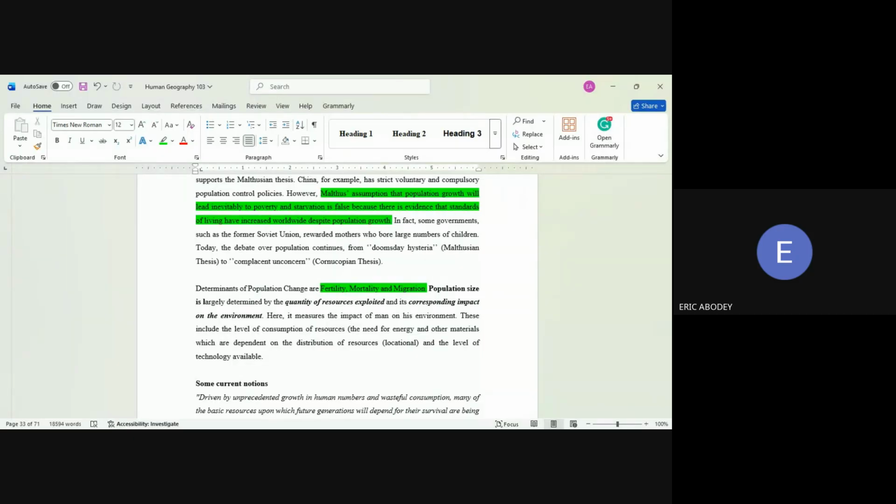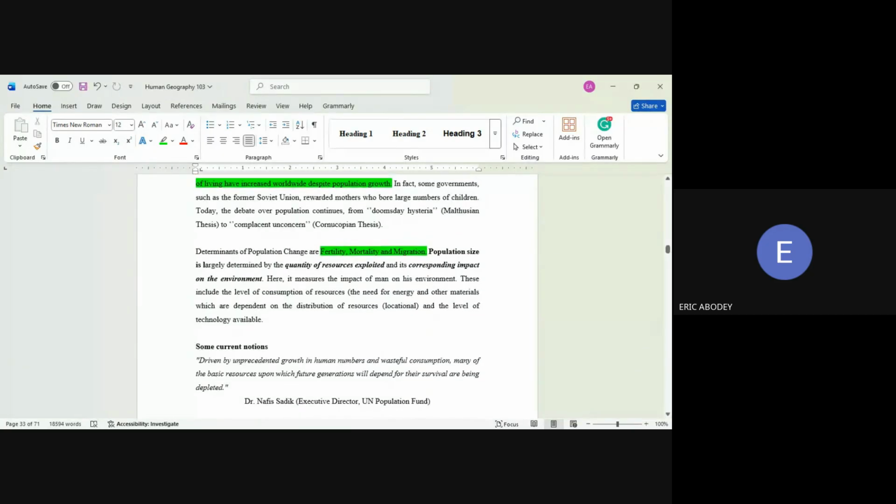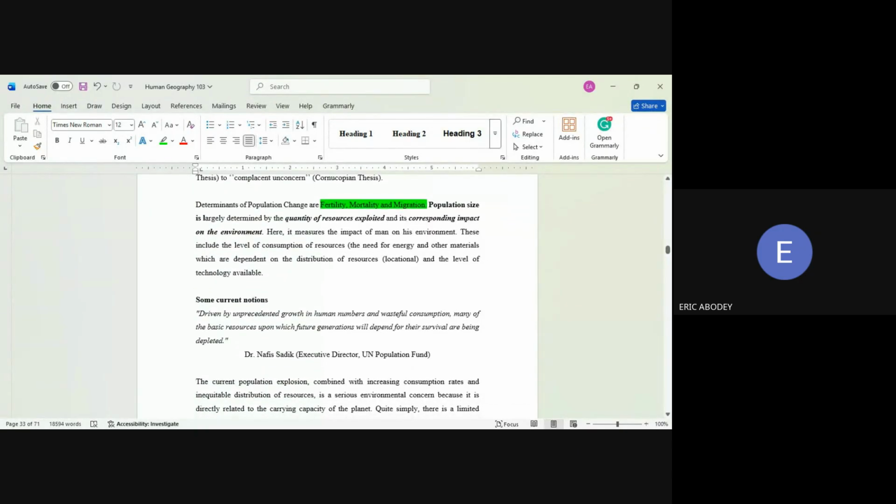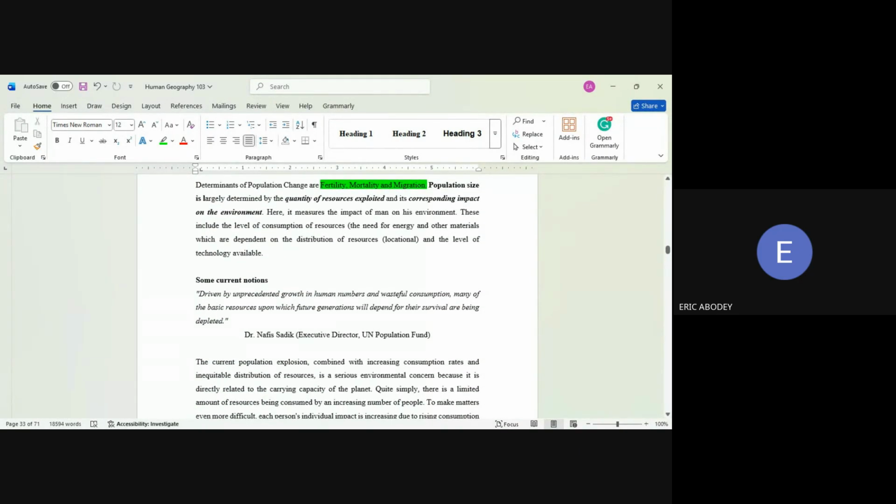So population size is largely determined by the quantity of resources exploited and its corresponding impact on the environment. Here, it measures the impact of man on his environment. These include the level of consumption of resources, the need for energy and other materials, which depend on the distribution of resources and the level of technology available.